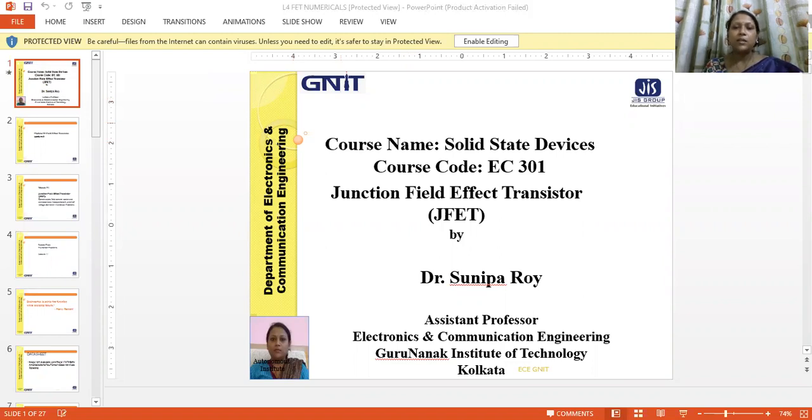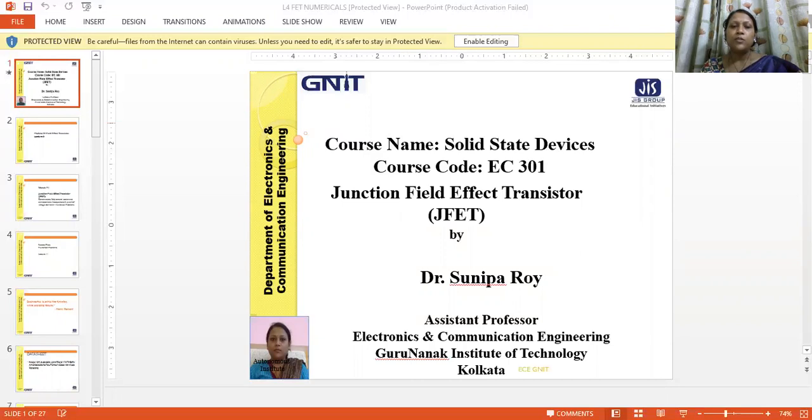That is, at ID equals 0, VDS equals VDD. The x-axis is for VDS, the y-axis for ID, the drain current. Here we can see that VDS equals VDD when ID equals 0. And when VDS equals 0, then ID equals VDD by RL, this point. So if we connect these 2 points, we will find the DC load line. This is a straight line.